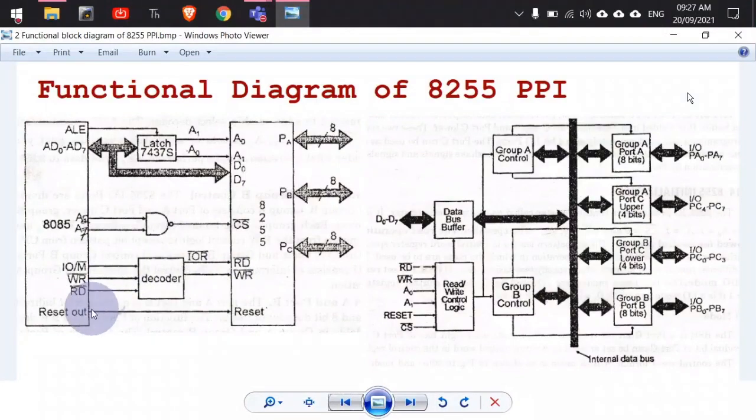However, in the maximum mode of 8086, the input output read and input output write signals are directly available. So that thing we should also keep in mind, and reset is connected to the reset. So it is as simple as connecting this.